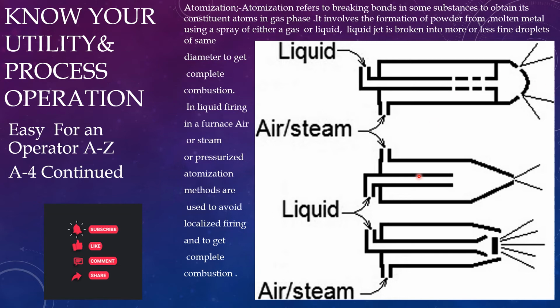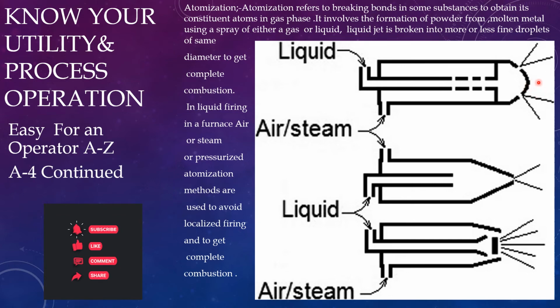This is a schematic diagram of the burner nozzle. Liquid fuel is admitted here, and air or steam is admitted through this hole. It will break the liquid at the tip of the nozzle. It will become small droplets, which will be sprayed inside the furnace, where it will burn effectively and completely.